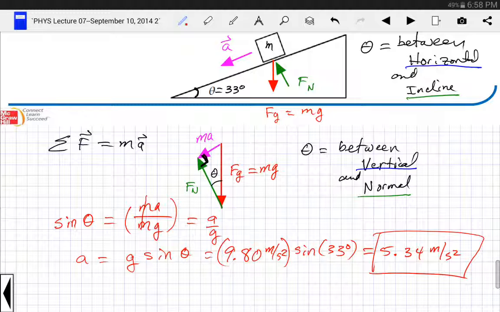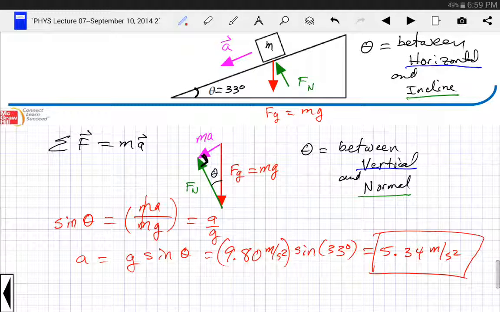Now, the steeper I make it, the closer gravity is to down the slope. That means a bigger portion of the gravitational force is going down the slope, and it's going to accelerate faster until I get to a vertical where sine of 90 degrees is 1, and it would have an acceleration of 9.8 meters per second squared. And of course, if the angle was 0, if it's flat, sine of 0 is 0, and it'd have 0 acceleration.